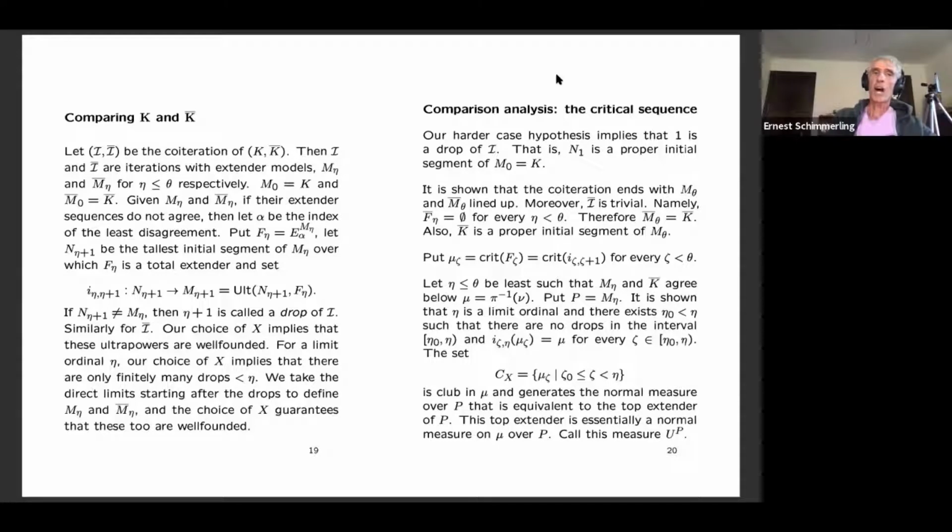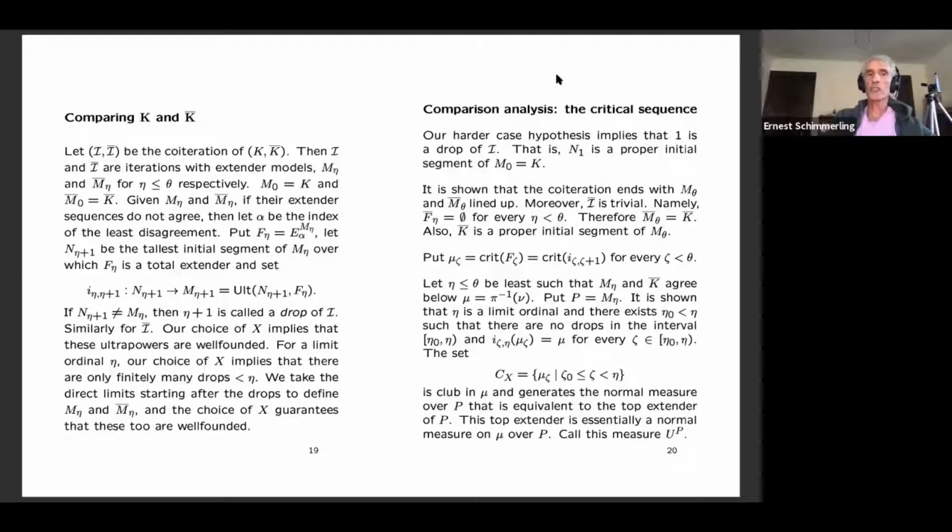So we'll have I and I bar. These will be iterations of extender models with models on the iteration M eta and M bar eta. That'll be my notation. And this will be for eta less than or equal to some theta, where theta plus 1 is the length of the co-iteration. M0 is K and M0 bar is K bar.